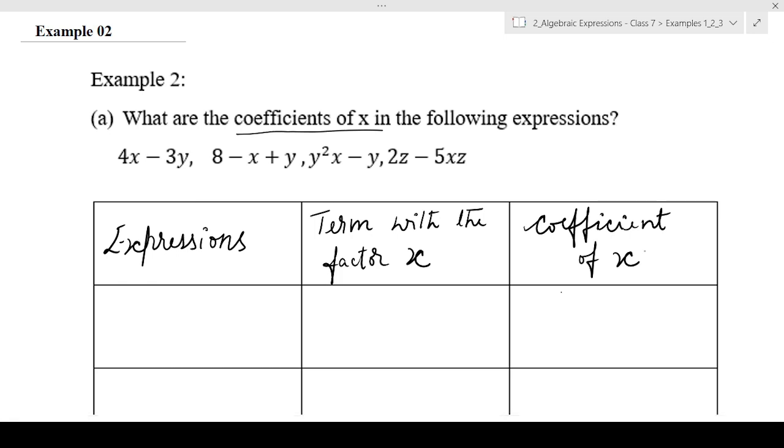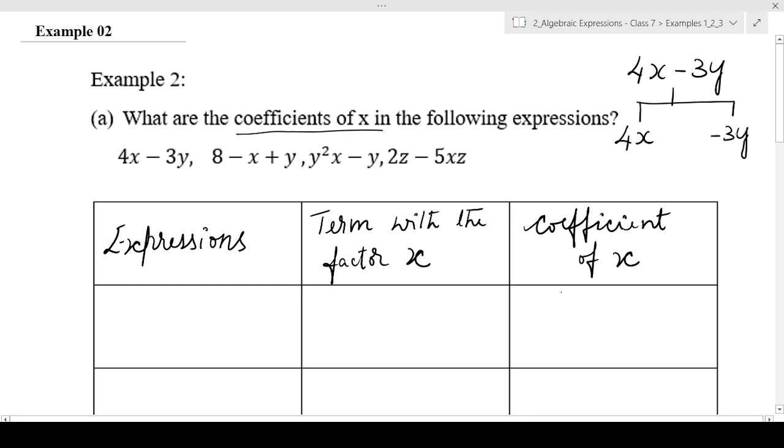Now, let me quickly take you back to the basics. If I have to write 4x minus 3y, how can I write 4x minus 3y in terms of factors? Remember the tree diagram. This expression is made up of two terms. Which are those two terms? You have 4x and minus 3y. These are the two terms of the given expression.